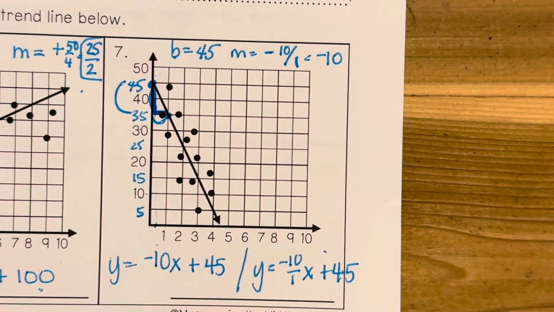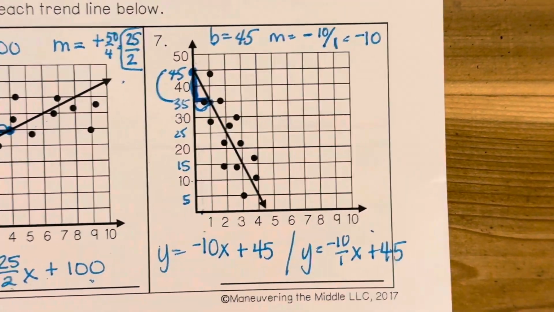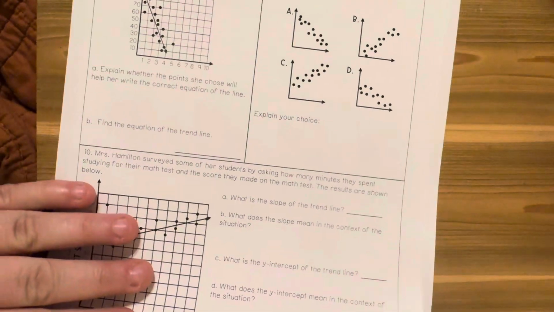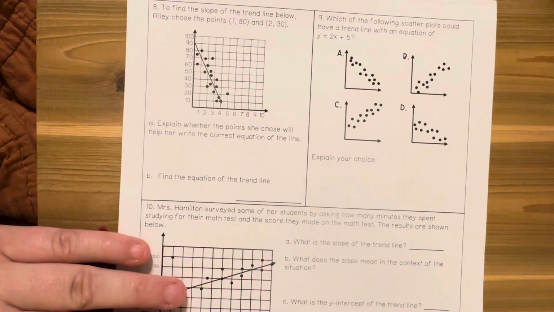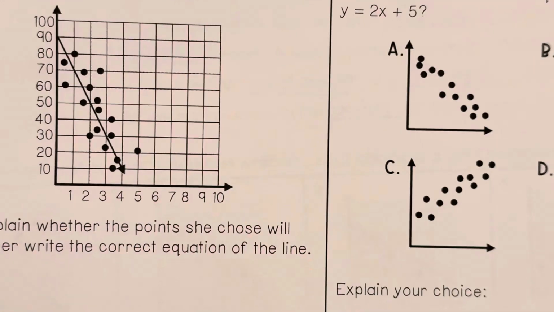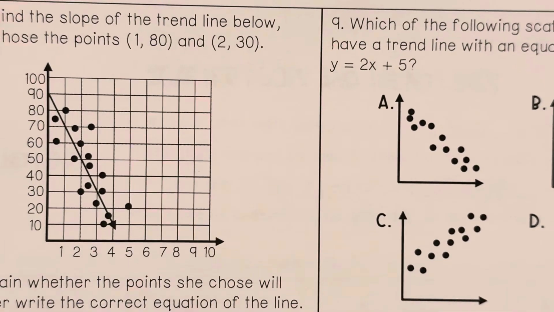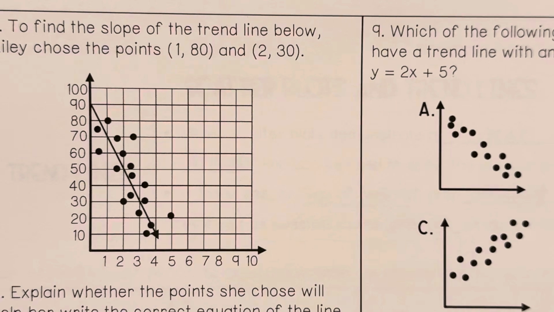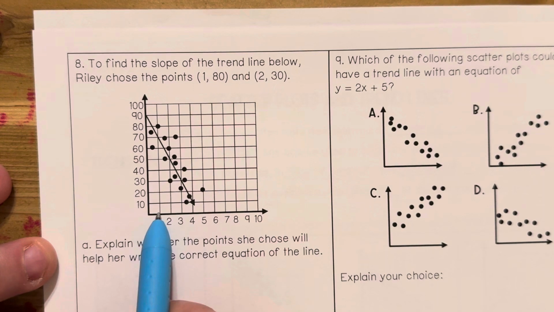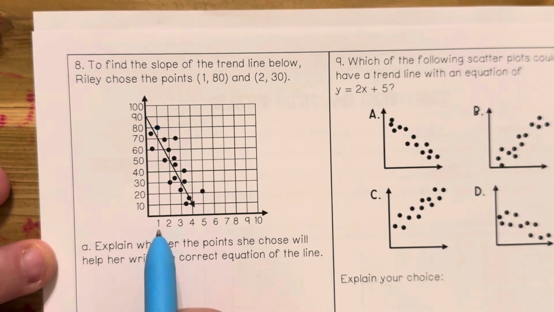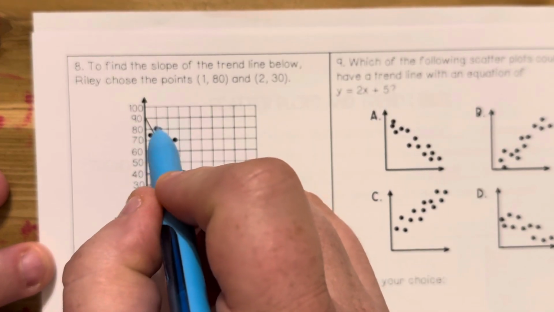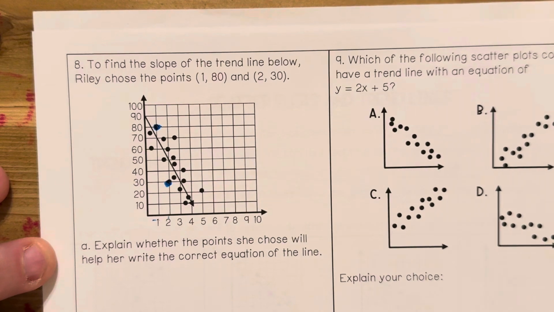All right, so that should kind of be a little review pushed into some of our new stuff. Okay? All right, let's look at the problems here on the back. To find the slope of the trend line below, Riley chooses the points 1 and 80 and 2 and 30. So I'm going to find those points real quick. 1 and 80, so right here, and 2 and 30, so right here. So here are the 2 points he's talking about. You can kind of see my blue over them.